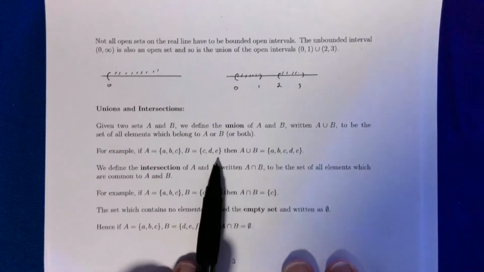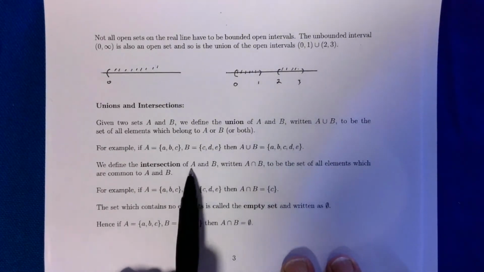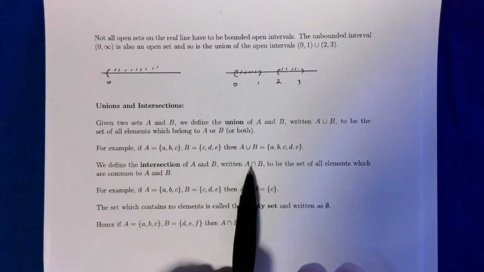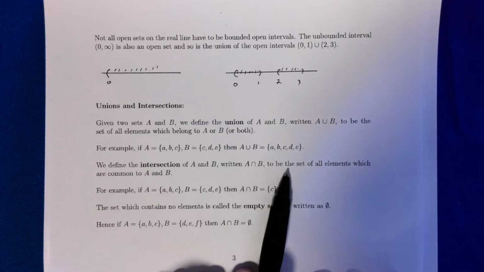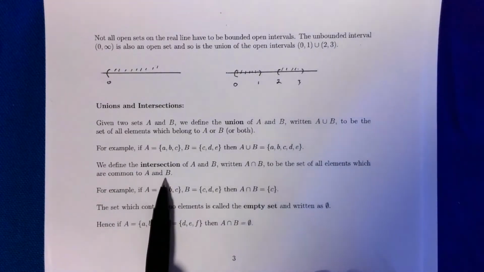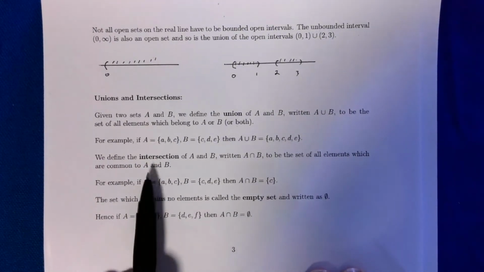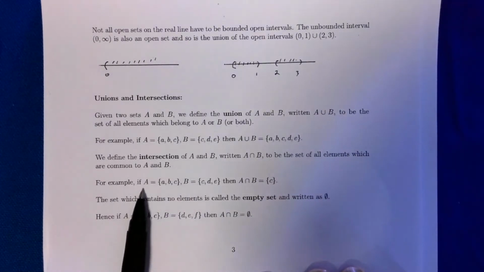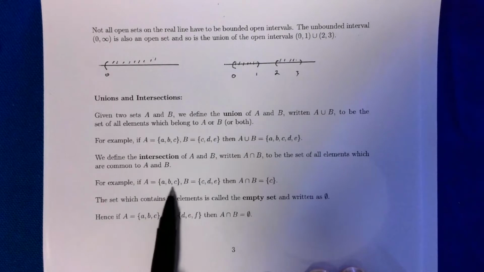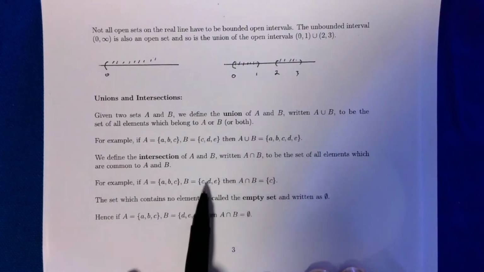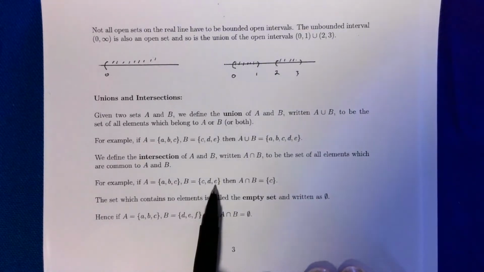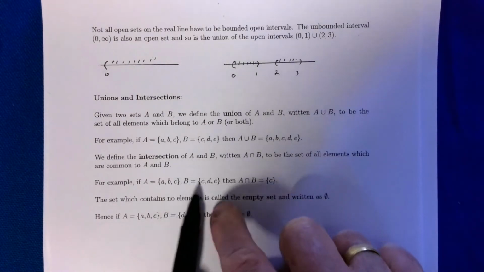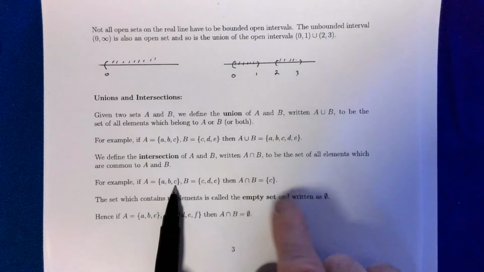On the other hand, we define the intersection of two sets A and B, which we write as A with the upside down U. And this is the set of all elements which are common to A and B. That is, they've got to be in A and in B at the same time. So, a simple example again: if we take A to be the set {A, B, C}, B to be the set {C, D, E} as we had above, then the only element that's common to both of these is C.